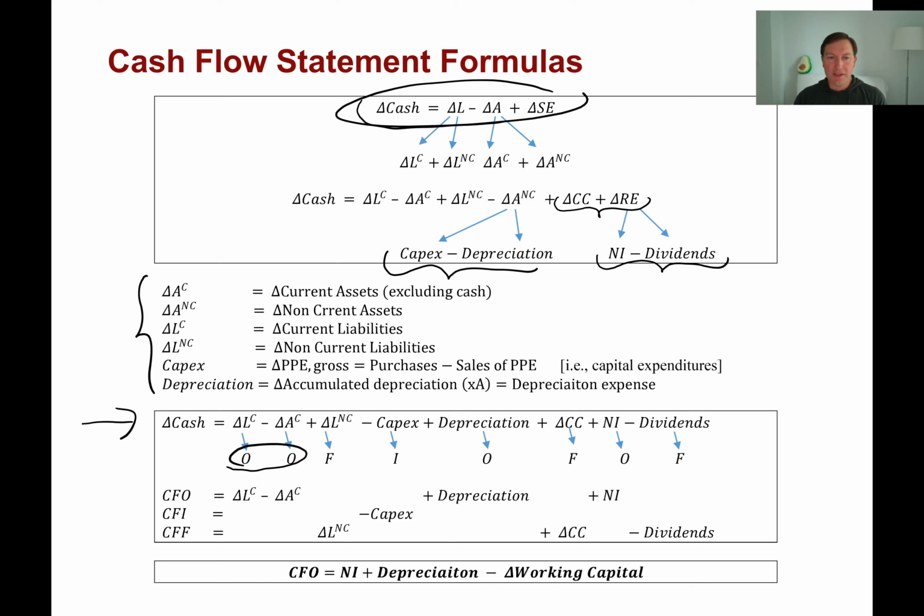Then we have things like non-current liabilities. That's going to be because we issue or repay debt. Right? So that's going to be a financing transaction. We also have things like changes in contributed capital because we issue capital or return capital to shareholders, right? So that's going to be a financing transaction. Then change in retained earnings consists of earnings and dividends. Dividends, of course, are a financing transaction. And change in non-current assets consists of capex and depreciation. Capex, capital expenditures, is investing activity.